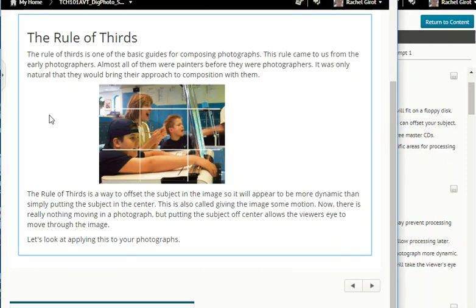The rule of thirds is one of the basic guides for composing photographs. This rule came to us from the early photographers. Almost all of them were painters before they were photographers. It was only natural that they would bring their approach to composition with them. The rule of thirds is a way to offset the subject in the image so it will appear to be more dynamic than simply putting the subject in the center. This is also called giving the image some motion. Now, there is really nothing moving in a photograph, but putting the subject off center allows the viewer's eye to move through the image. Let's look at applying this to your photographs.